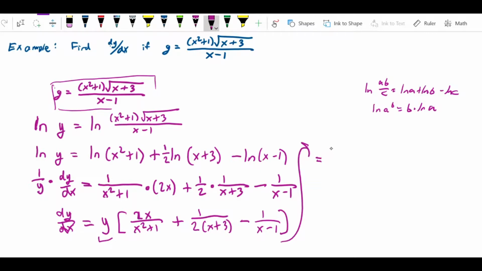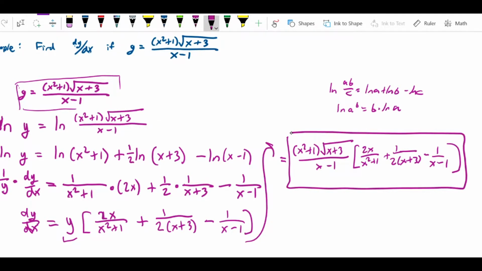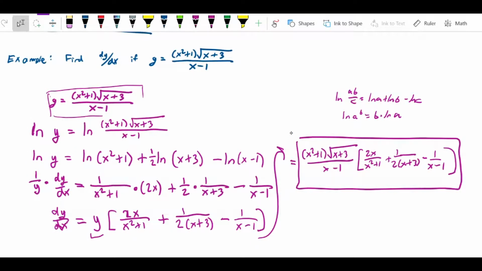So this is going to be equal to x squared plus 1 square root of x plus 3 over x minus 1 times 2x over x squared plus 1 plus 1 over 2x plus 3 minus 1 over x minus 1. And that is the derivative that we seek in this problem. And as you can see, although there was a lot of calculation, this was certainly much easier than trying to unpack this original expression using the chain rule, the product rule, and the quotient rule all at once.